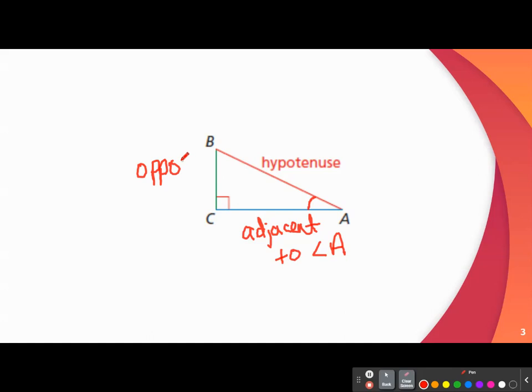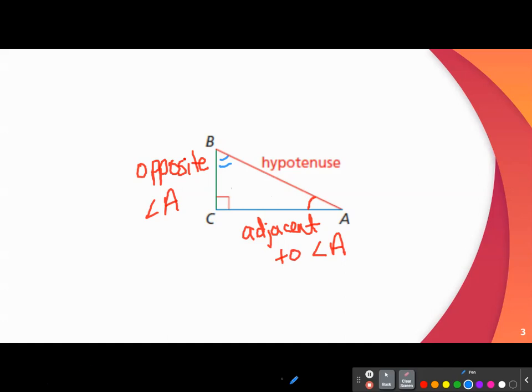You already knew that from previous chapters, where we would say the side opposite the bigger angle is the bigger side. So BC is opposite of angle A, and CA is adjacent. Now, if you were looking at angle B, it would change. The side adjacent would be BC, and the side opposite would be CA. So it depends on which angle you're looking at which side's opposite and which side's adjacent.